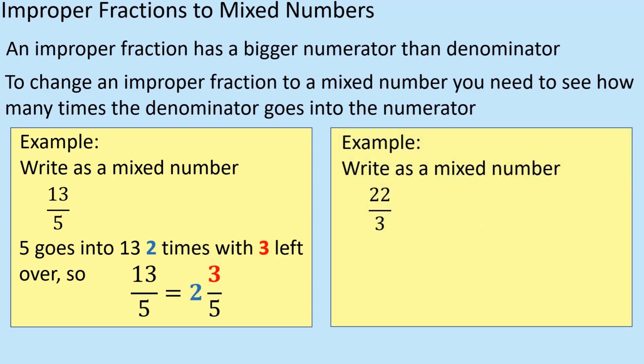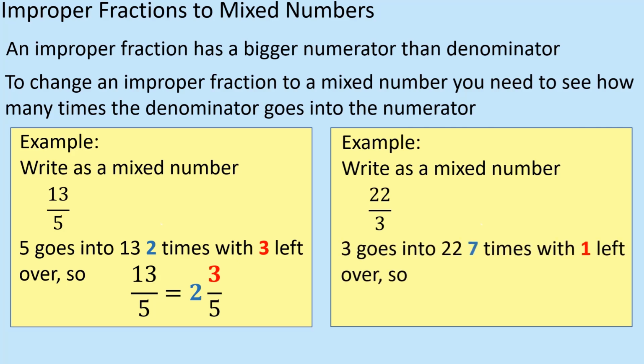Like this one, same kind of process. How many 3s go into 22? Knowing your times tables is going to be particularly useful when you're doing this. So how many 3s go into 22? Well, 3, 6, 9, 12, 15, 18, 21, so 7, with 1 left. So it's going to be 7 and 1/3. So that is converting top heavy or improper fractions to mixed numbers.